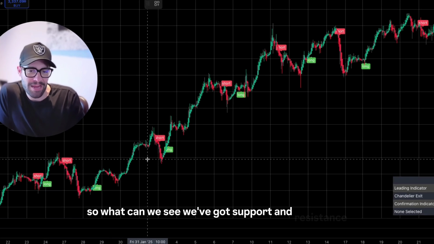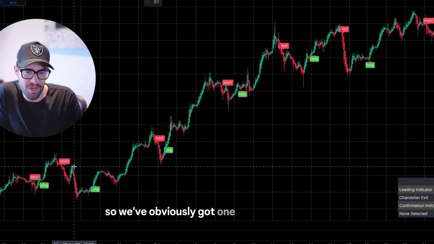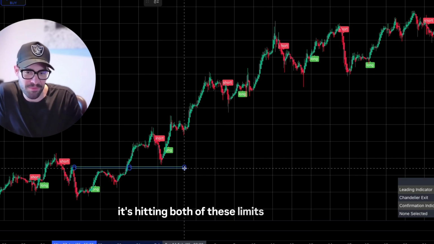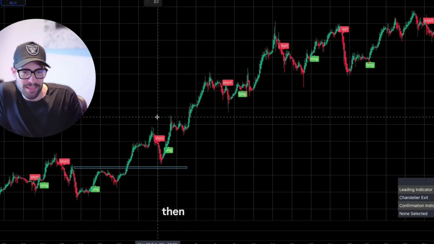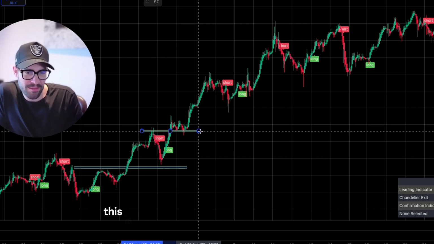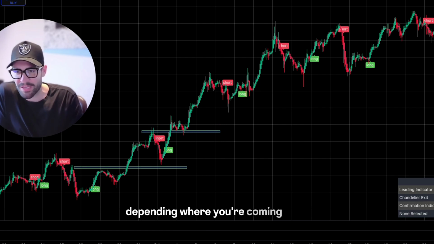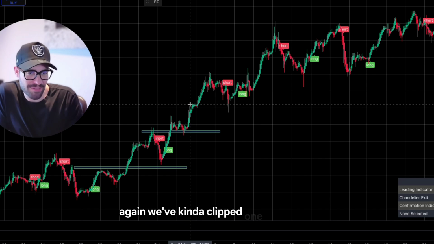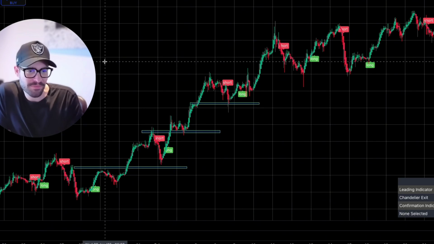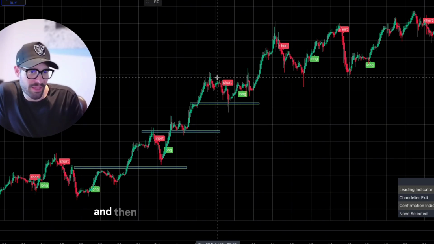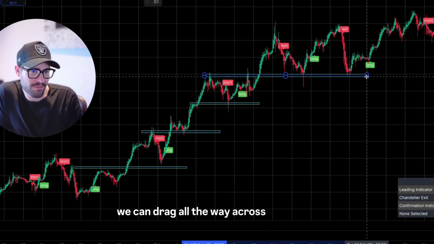We've got support and resistance, so let's start by measuring that out. We've obviously got one that's around here. It's hit on both of these limits right here. That is our support line. Then we've obviously knocked another one right here. This is our other support line or resistance line, depending on where you're coming from. Again, it's clipped one right here. This is our other support slash resistance line. And then again here, we've got quite a big one, and this one we can drag all the way across from here.